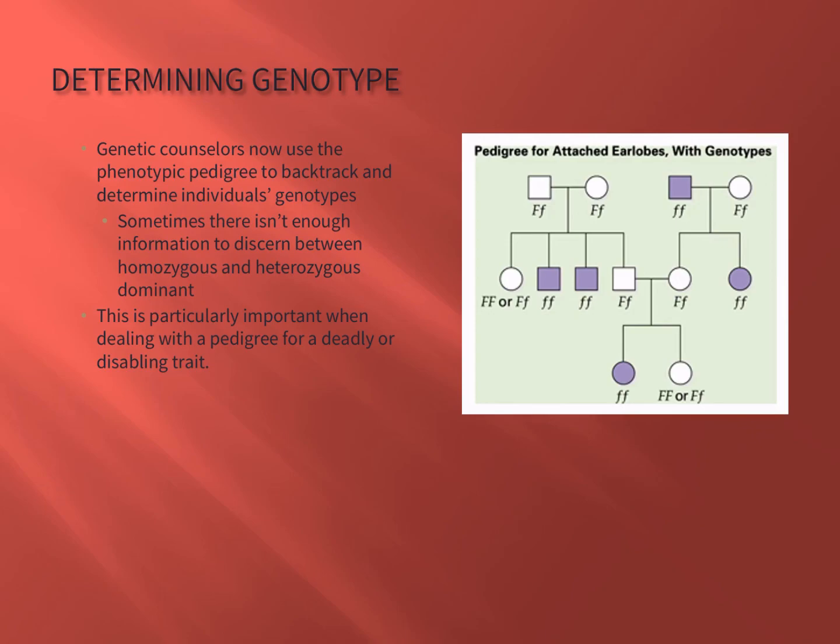And then if we look at the pedigree, in this case, it's just showing whether or not earlobes are attached, not the end of the world. But these are particularly important when we start to talk about deadly or basically disabling traits. And so they're very important when we go to determining whether or not a person's actually going to ultimately reproduce.